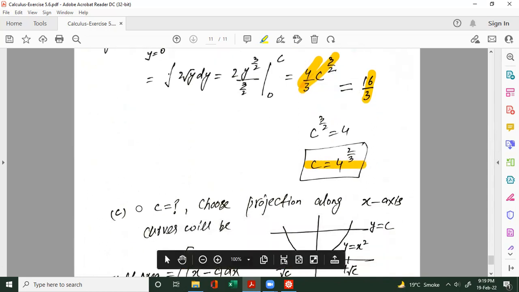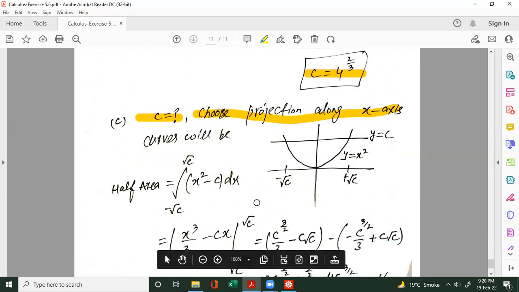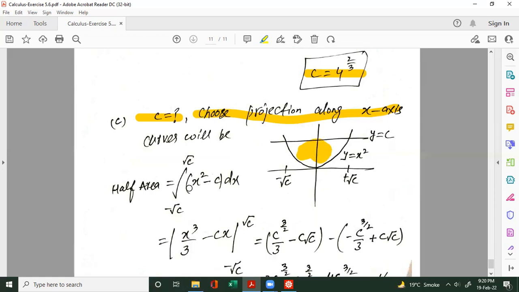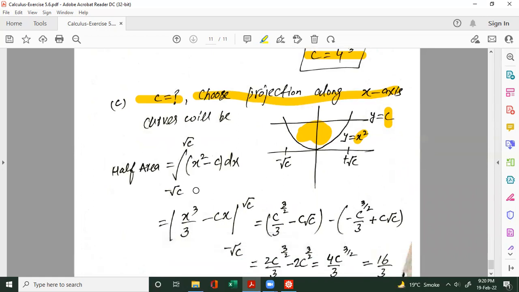In the c part, he again says to find c, but now you need to do the integration with respect to x. Integration with respect to x means choose the projection along the x-axis. So once again, I choose the same curves y equal to x square and y equal to c, and I wish to find the area between these two curves. So I need to integrate x square minus c with the limits of x, from negative under root c to positive under root c.